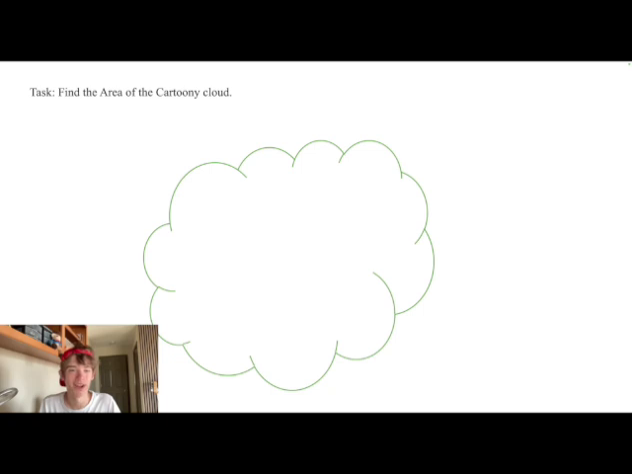Hey guys, this is a fun one. It wants us to find the area of this cartoony cloud. Now, if you want to go ahead and try to solve this on your own, then pause the video. If not, I'm going to solve it in 3, 2, and 1.